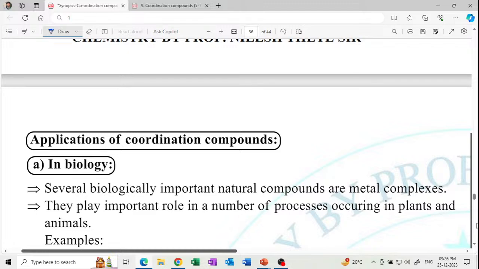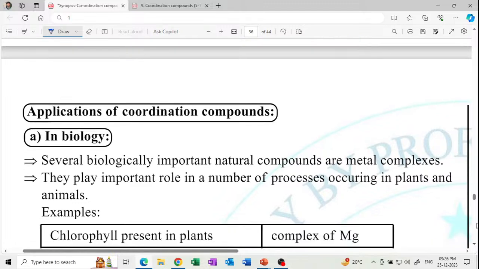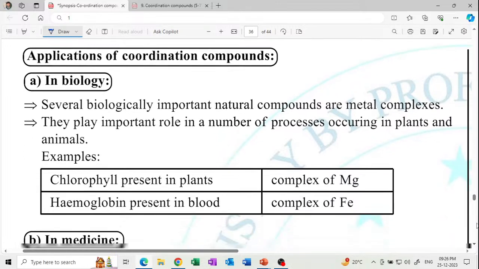Next is very, very important: applications of coordination compounds, in biology. This is the chlorophyll present in plants. Magnesium है, hemoglobin, blood, iron complex है. नोट करा, this is important. Chlorophyll मध्ये magnesium, hemoglobin मध्ये iron, complex of Fe.